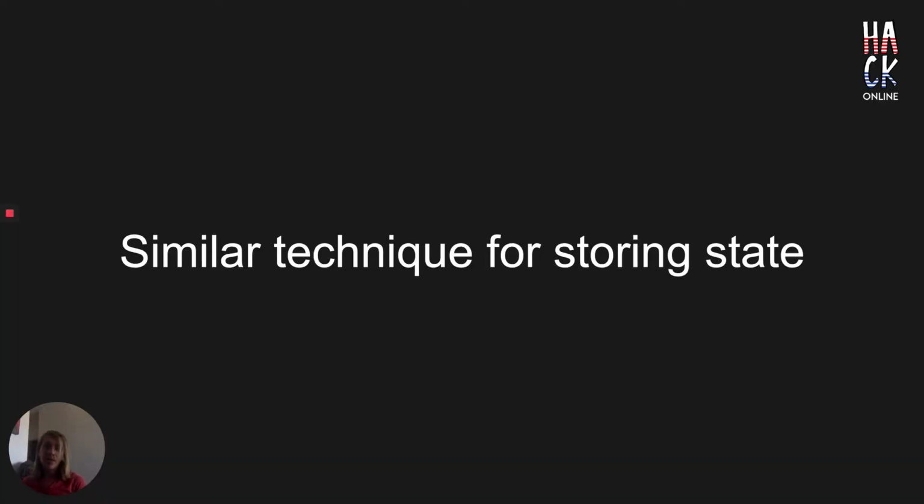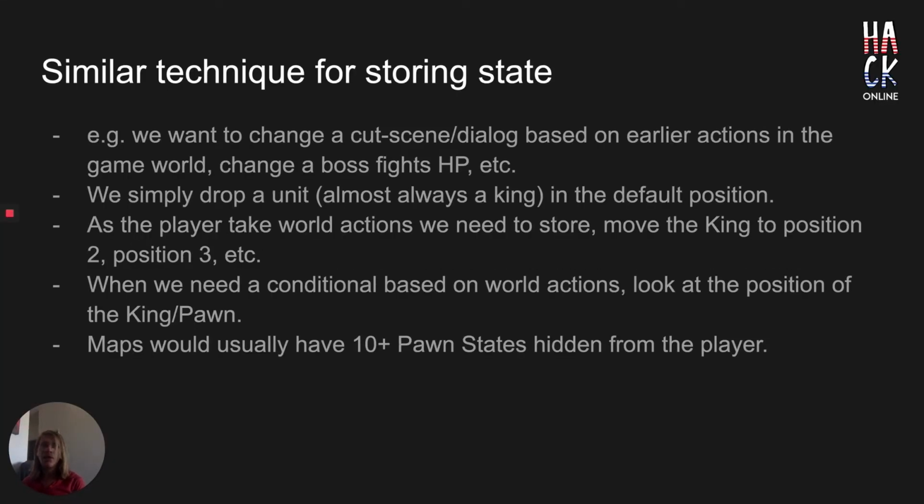And we use a similar technique if we need to store state, right? So if we want a cutscene to happen based on things in the game world, we might put a king or a unit in a different position, and move them around a 4x4 or 6x6 grid and use that to represent state because we have no way to store state. So when we need to make a conditional based on world actions a player has taken, we look at the position of all the different units. A custom map would often have 10, 15 plus pawn states completely hidden from the user and 12 siege rams just driving around in circles.